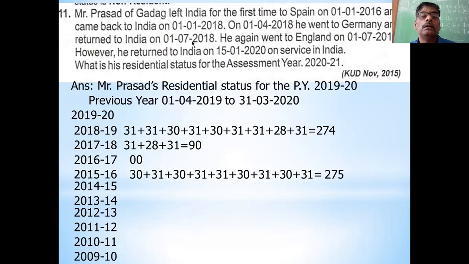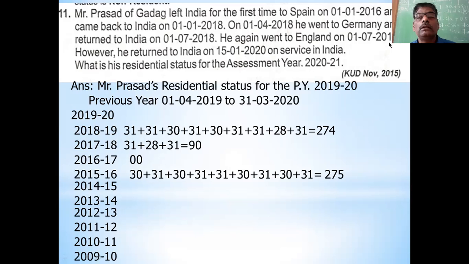July, he returned. Returned to India in July. July, he is in India. You see here, July, August, September, October, November, December, January, February, March. 274 days he is in India. From this 1/7/2018 to 1/7/2019, he is in India.